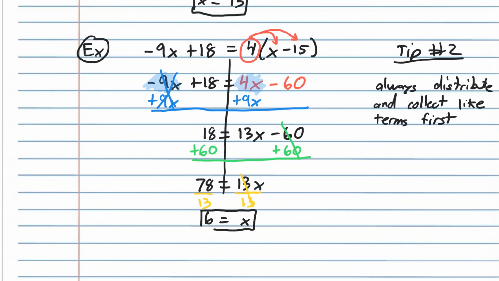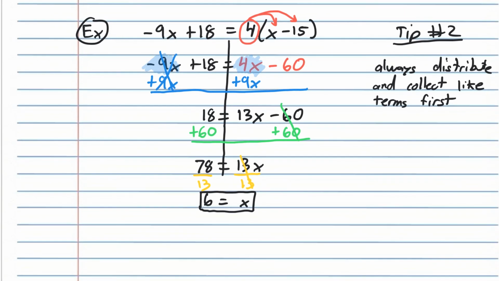The fact that the x is on the right-hand side is not a big deal. That's perfectly fine. So that's tip number 2, is always distribute and combine like terms first. It should kind of stick out as soon as you see the question. Okay, I would like you to try a question on your own.